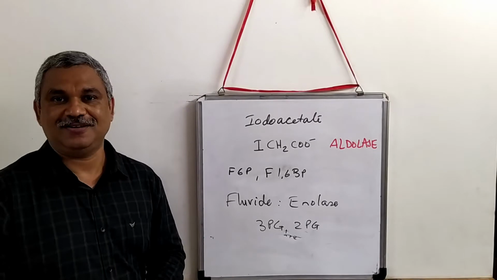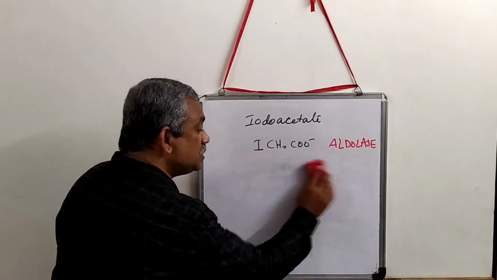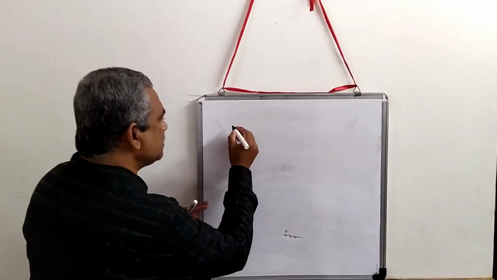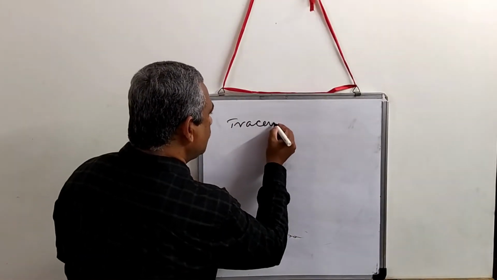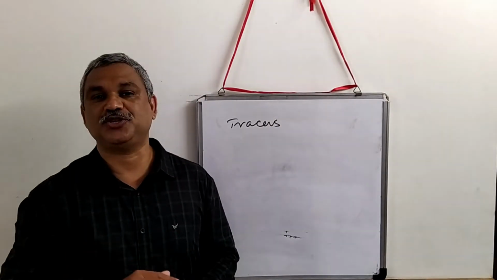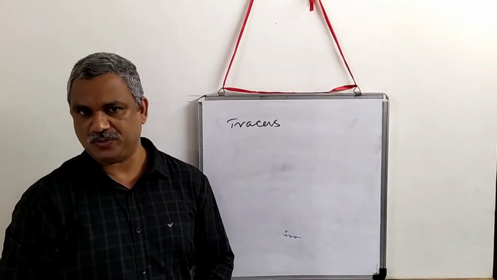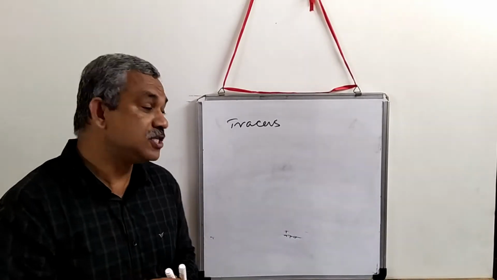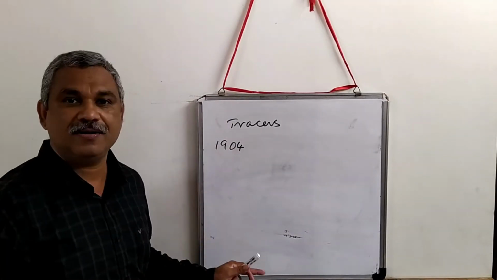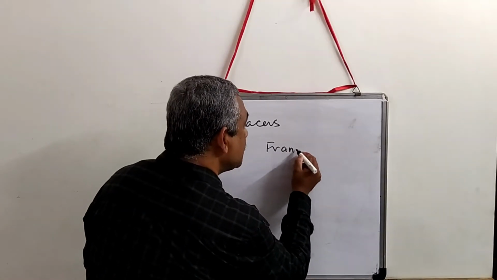Another important way to study metabolic pathways is by using tracers. Tracers are substances which will help you to trace a particular pathway. There are different tracers that can be used. This whole concept was developed in 1904 by a scientist known as Franz Knoop.